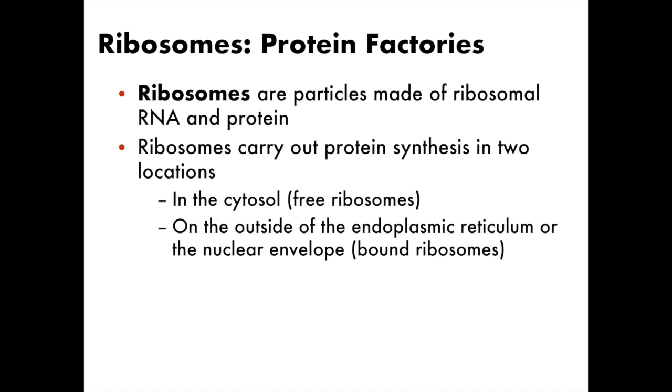Ribosomes are where protein is made. And ribosomes are not membrane-bound organelles, but they exist as particles that are made out of RNA molecules, like we talked about in the previous chapter, and proteins. So ribosomes are where proteins are made from working copies of a gene using messenger RNA.